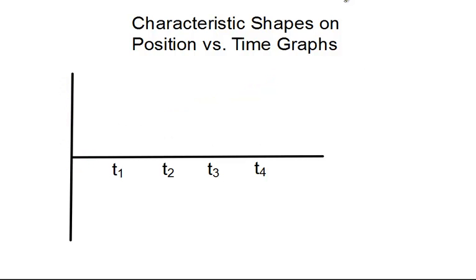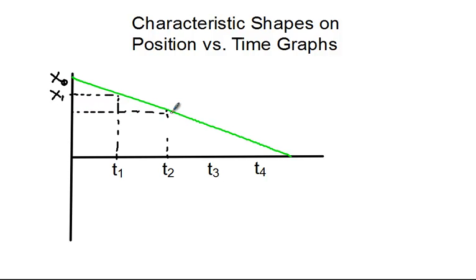Let's look at if it was a negative sloped line. So in this case, our object is going to start up here. We'll call that x0. So we figure out where x1 is. It's roughly right there. x2, we're going to say is right there. x3 will be here. And x4 is right here.